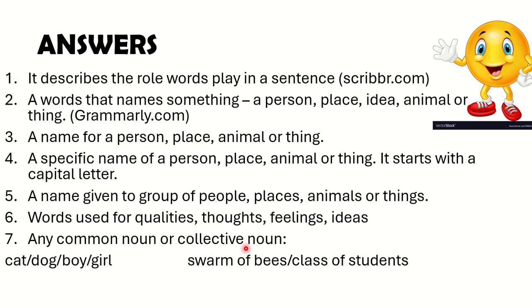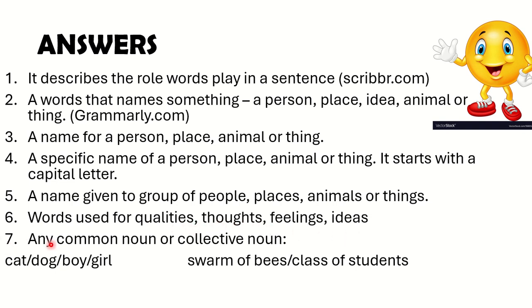Here are our answers. Parts of speech describes the role words play in a sentence. Then a noun are words that name something, a person, place, idea, animal, or thing. A common noun is a general name for a person, place, animal, or thing. A proper noun is a specific name and it starts with a capital letter. Number 5. A collective noun is a name given to a group of people, places, or things. Number 6. Abstract nouns are used to refer to qualities, thoughts, feelings, and ideas.